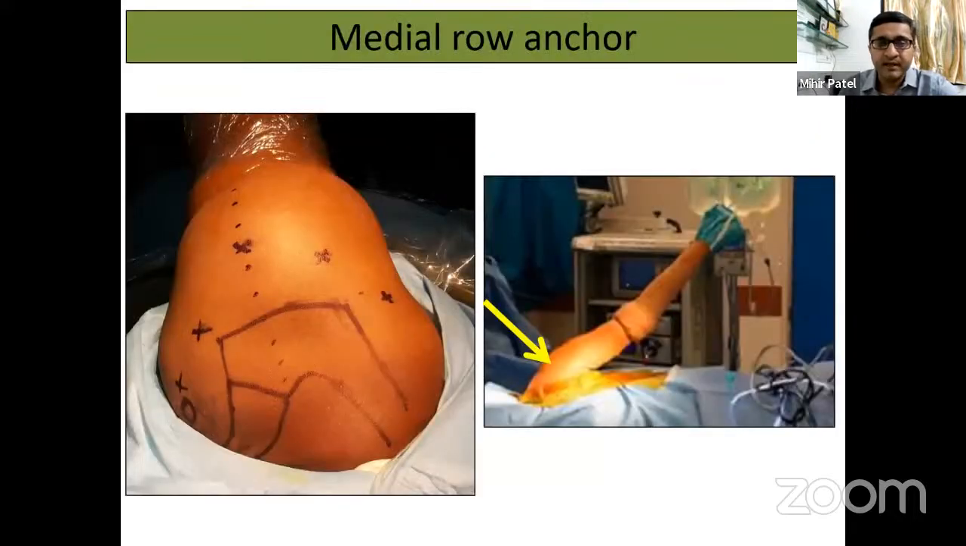So now coming to medial row anchor insertion. You finished your glenohumeral scopy, you finish your subacromial decompression, and now it's time you're going to put your medial row anchor. So you have to say this is the dead man's angle. The anchor is inserted typically 90 degrees to the long axis of the arm. So that's the insertion angle.